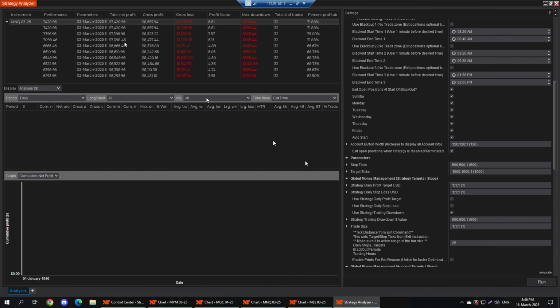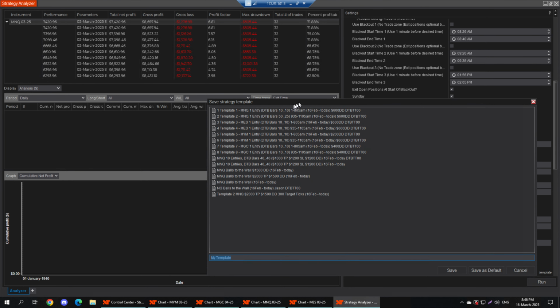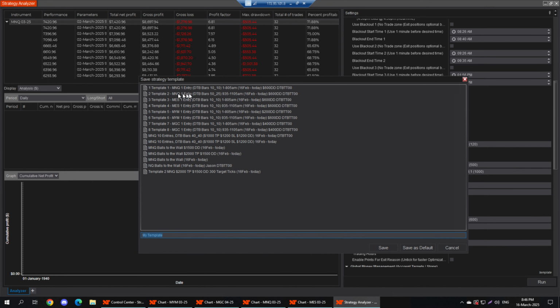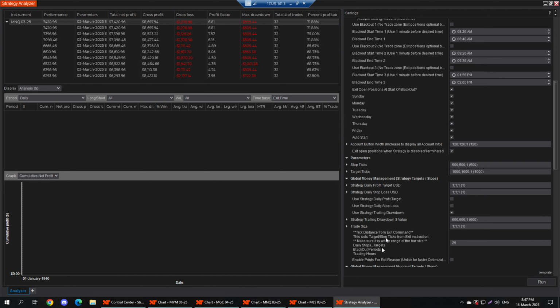So we can look at this template and go template, save, and we can look at this one over here and say, well, this is the one we just ran, which is the 50-25. But this one is for two entries. So two entries. And take away the DTB TT00 because obviously that's going to be overwritten. And then you could just say whatever you want to call it, my option. Okay, you can go save. So you've done that.